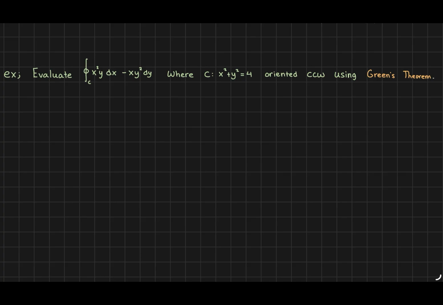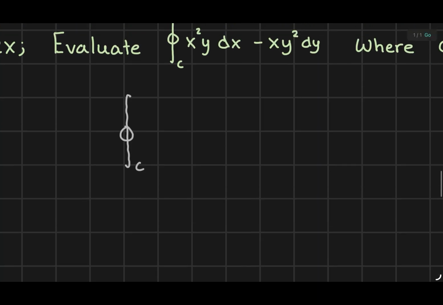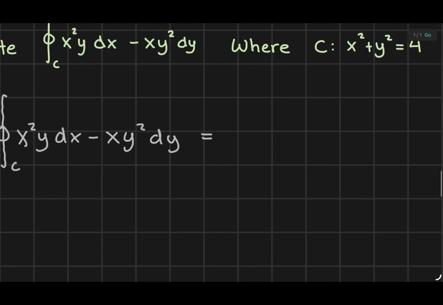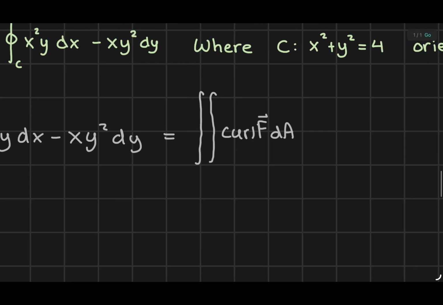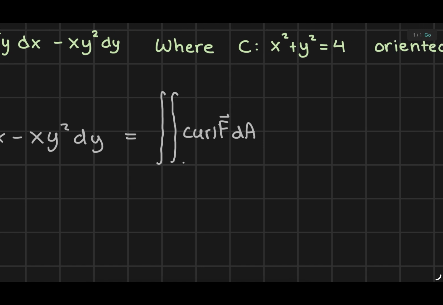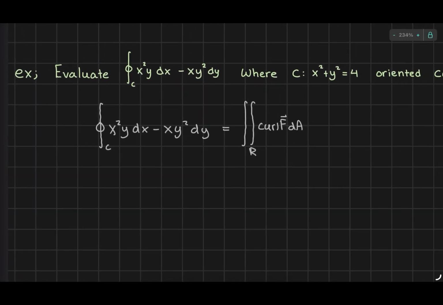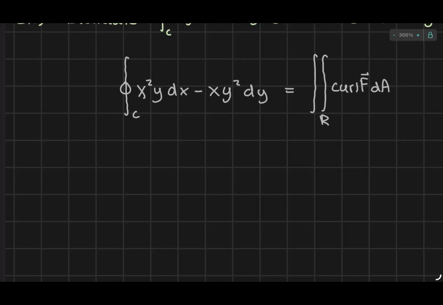And we're asked to use Green's theorem, so we already know that we can just go ahead and convert this integral over some region C of x squared y dx minus xy squared dy, and that is going to equal a double iterated integral of the curl of F with respect to area over some region R. So just going down the line here, like I said, I like to compute the curl first. So let's go ahead and compute the curl.